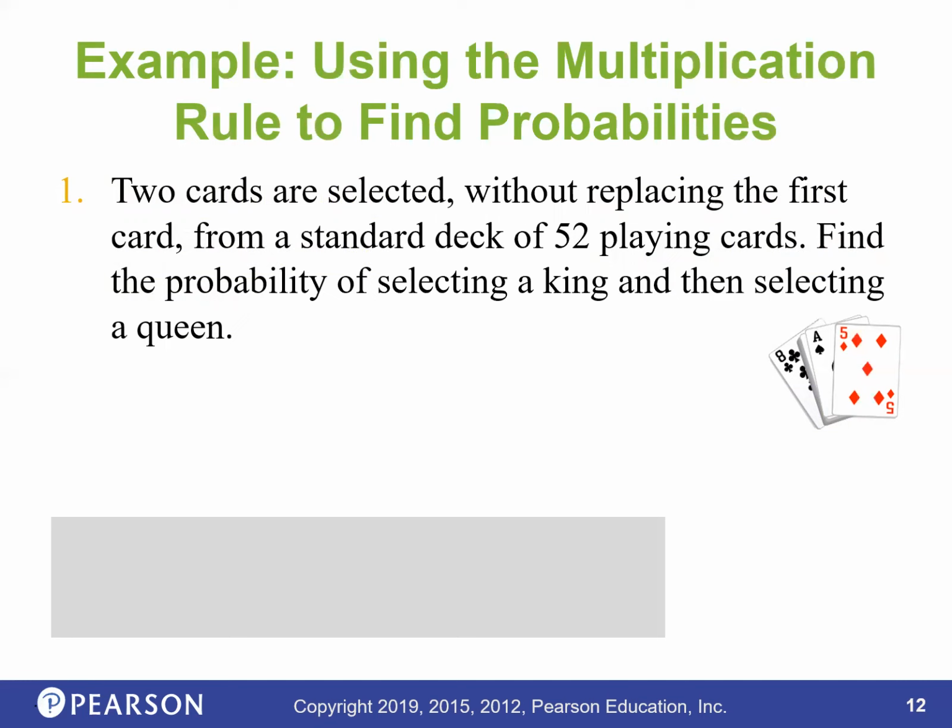Okay, 2 cards selected. It says without replacing the first card, from a standard deck of 52 cards. Find the probability of selecting a king and then selecting a queen. So now I'm going to pass. So probability of selecting a king first.